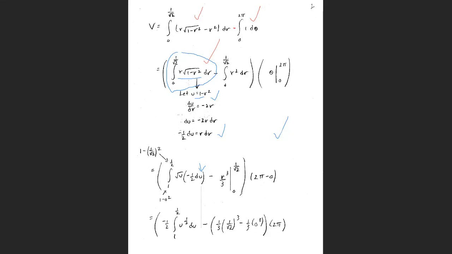Well, u equals 1 minus r squared. So the 0 limit would become 1 minus 0 squared, which is 1. And the 1 over root 2 limit on top would become 1 minus the quantity 1 over root 2 squared, and that's a half. So our u limits are going to be a half and 1. And so I get down to this part here.